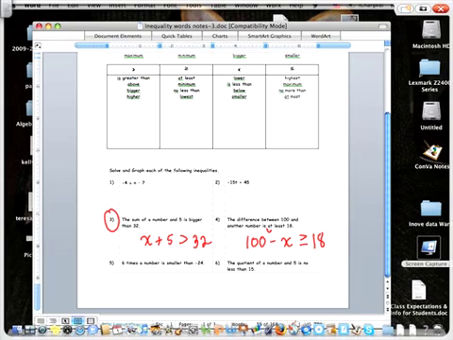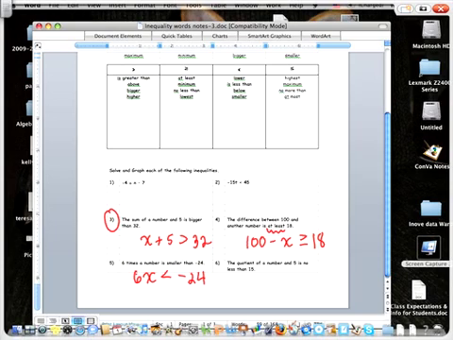That's kind of a hard one, that phrase right there, because some people think the phrase at least would mean less than, because least and less than kind of sound alike, but in fact it is greater than or equal to. Number 5, 6 times a number is 6x is smaller than negative 24, and that one's pretty easy. Smaller than is going to be less than negative 24.